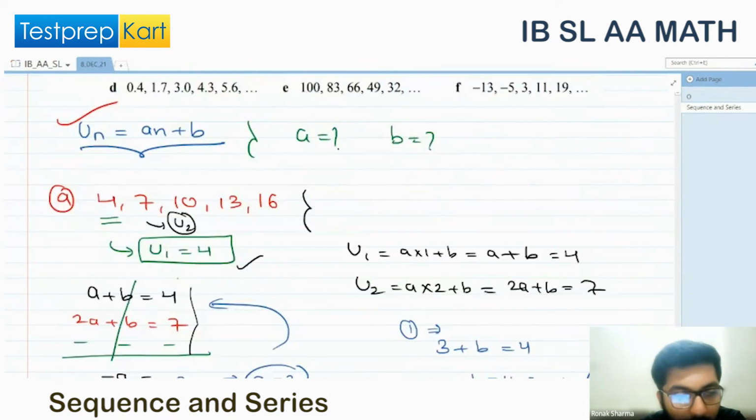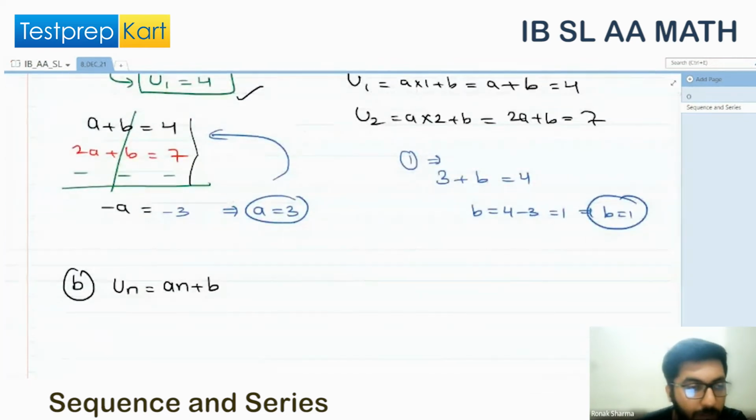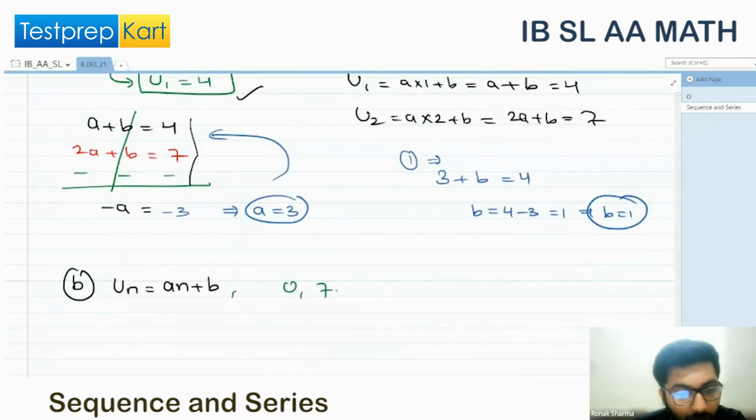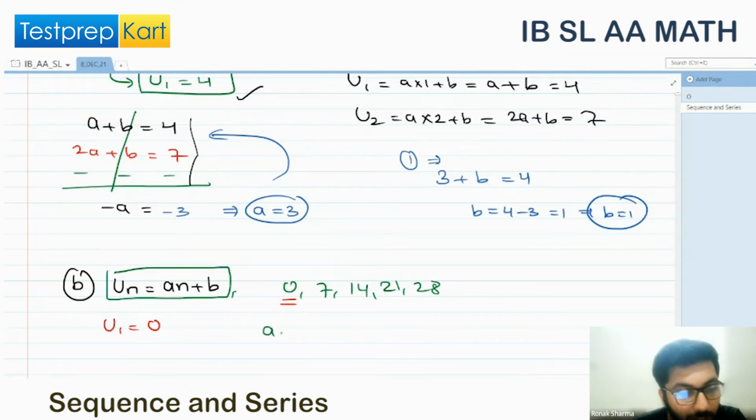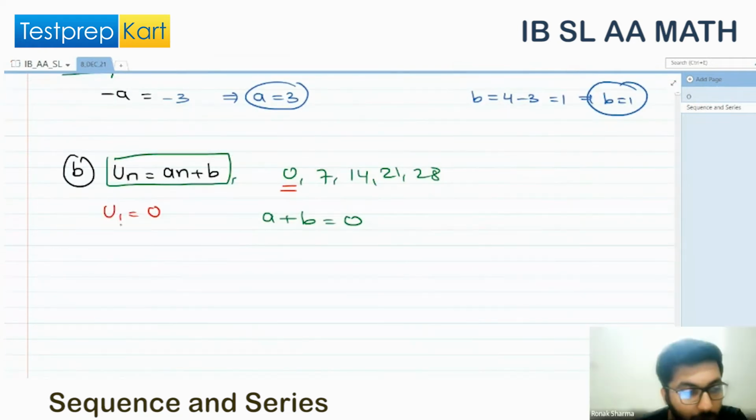What is the sequence? 0, 7, 14, 21, 28. So, first of all, u1 is 0 here, and u1 we will get from here after putting n equal to 1, that is a plus b. So a plus b is 0. And then u2 is 7. So u2 we will get from here after putting n equal to 2, that will be 2a plus b. So that is 7.